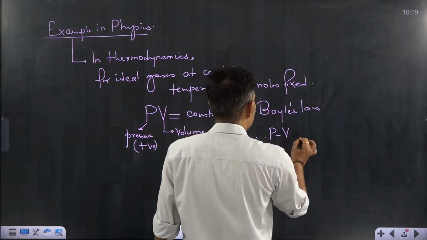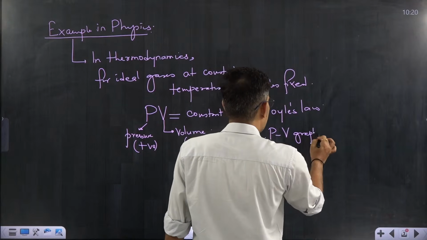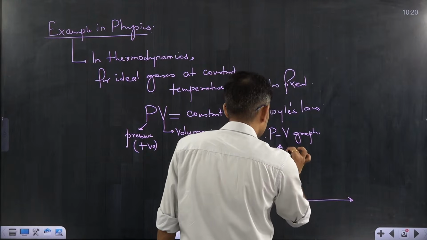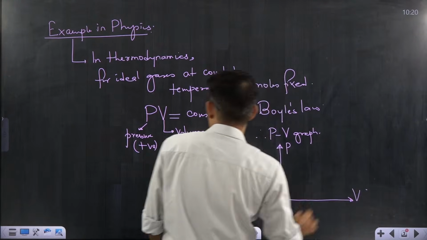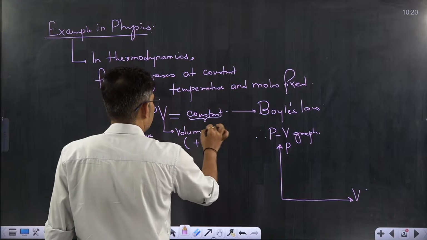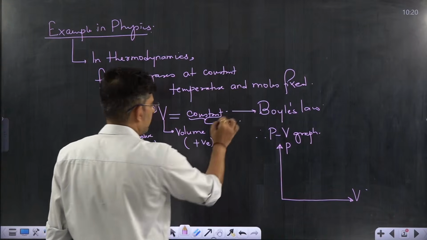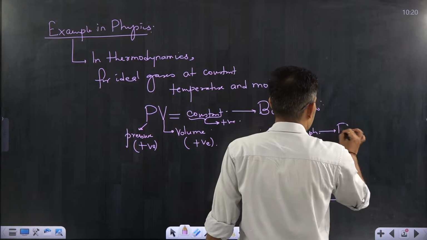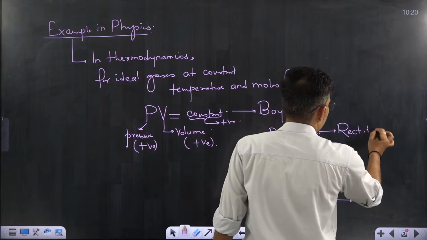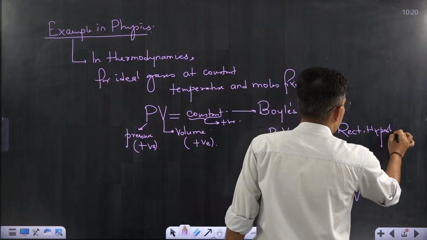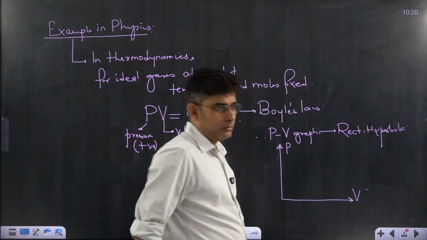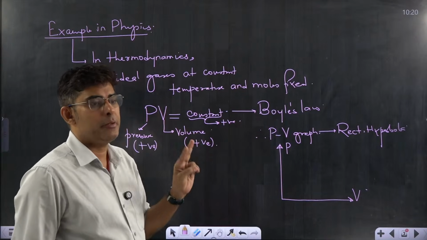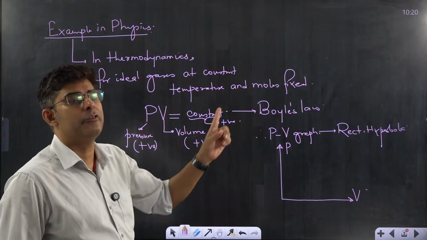So you can see, if they ask you the PV graph for Boyle's law, this constant is also positive. Now this PV graph will be a rectangular hyperbola. But when the product of P and V is positive, as I told you, when the product of X and Y is positive, you get the graph in the first and third quadrants.